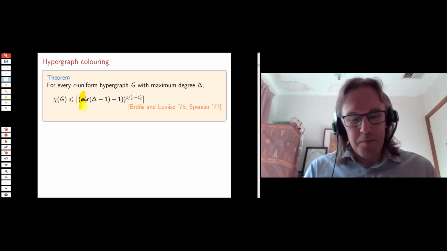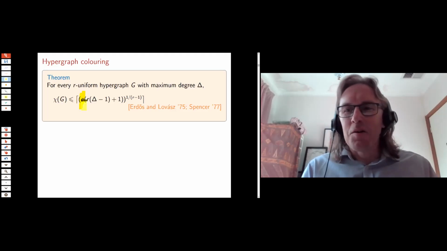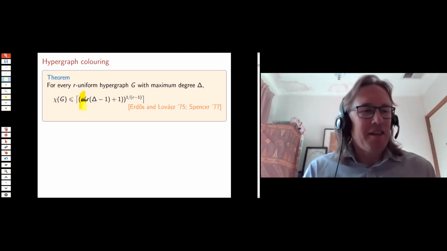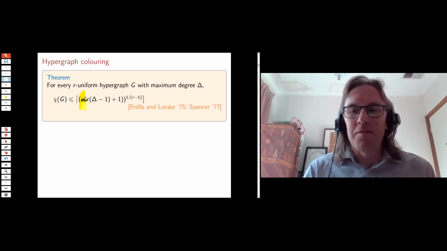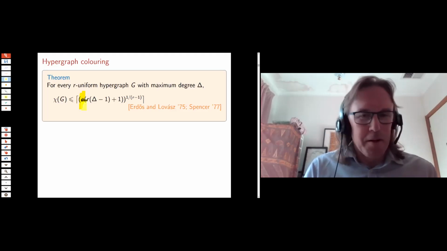Spencer was also the person, as far as I'm aware, who first pointed out that the local lemma is due to Lovász and not to Erdos. So I think it's the Spencer paper of '77. And from there, everybody calls it the Lovász local lemma.